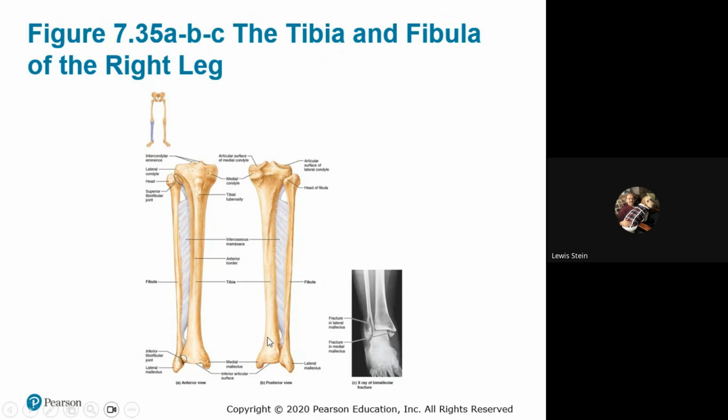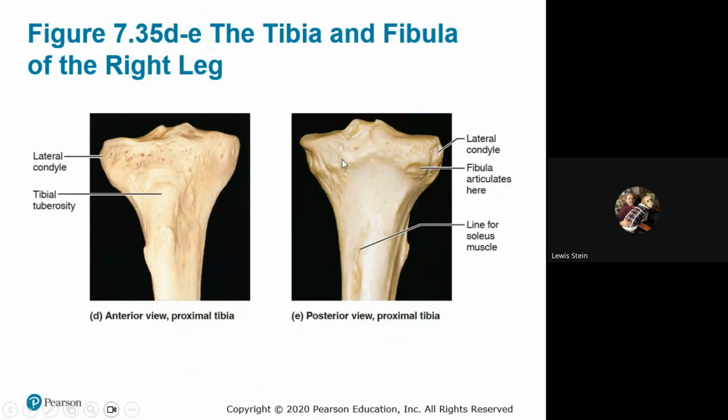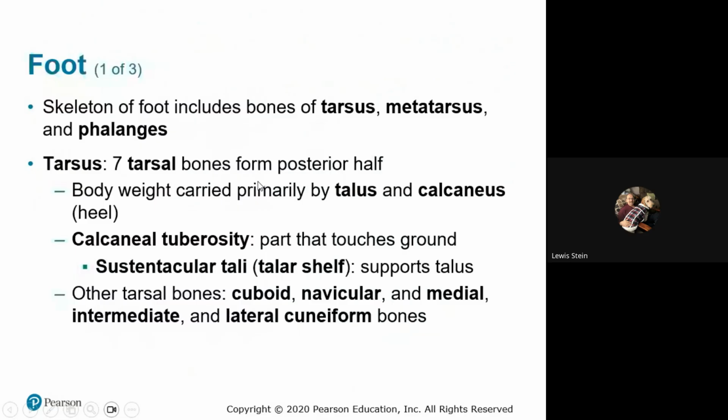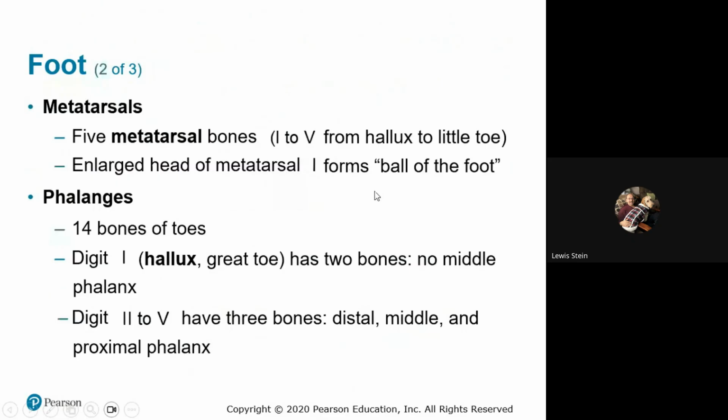So this is where you know where those malleoli are. And there's the bimalleolar fracture. Again, very common in sports. Again, you don't have to know all of this. The names of the tarsal bones, principally the talus and calcaneus, I'll get to for the next one.